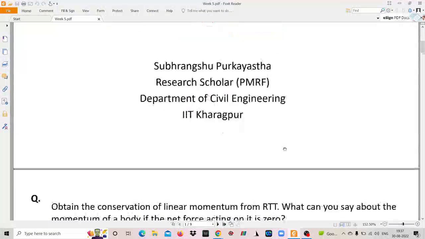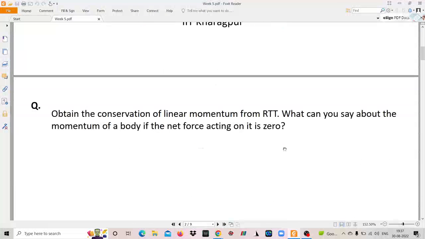The first question is, we have to obtain the conservation of linear momentum from RTT, the Reynolds Transport Theorem. The second part of this question is, what can you say about the momentum of a body if the net force acting on the body is zero? We'll do it part by part. Let us first discuss the conservation of linear momentum from RTT.